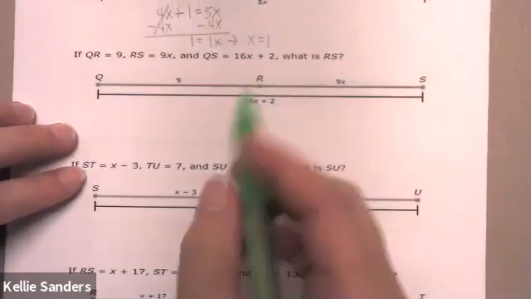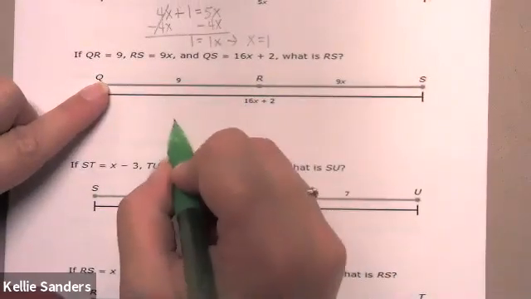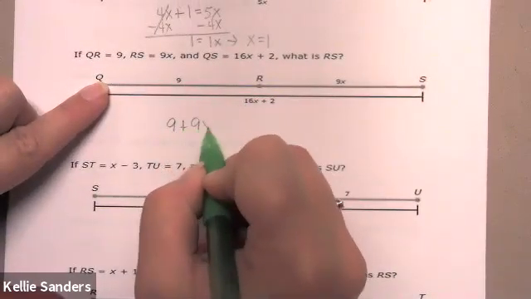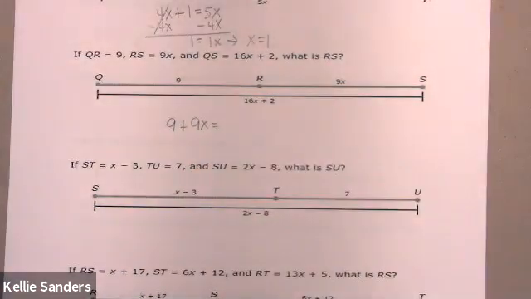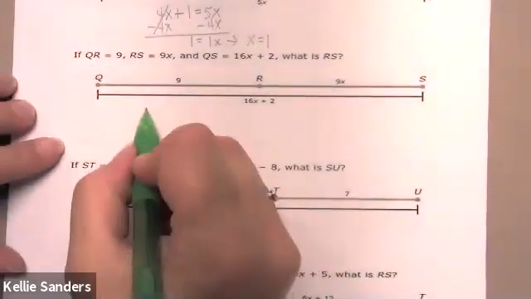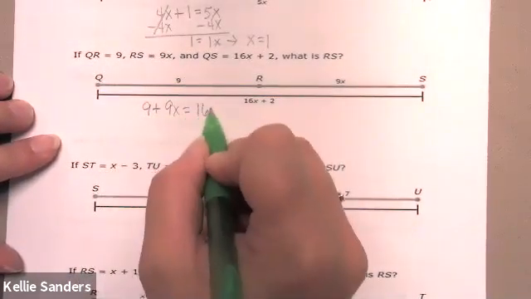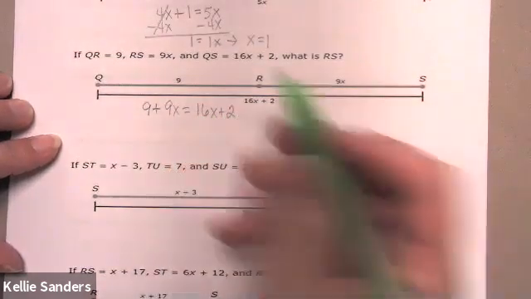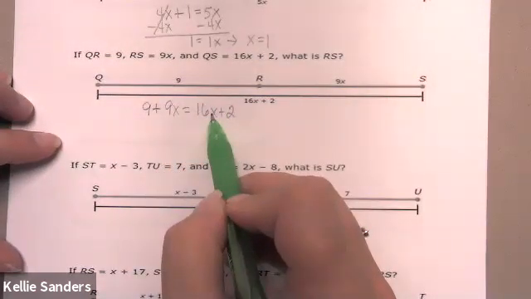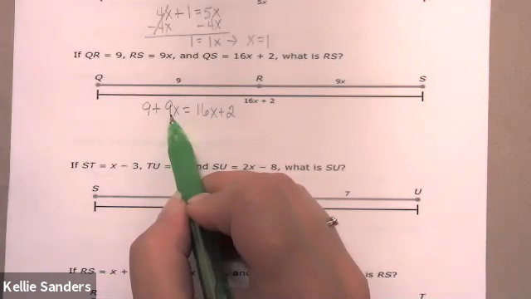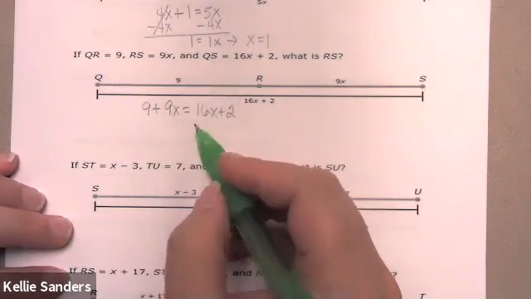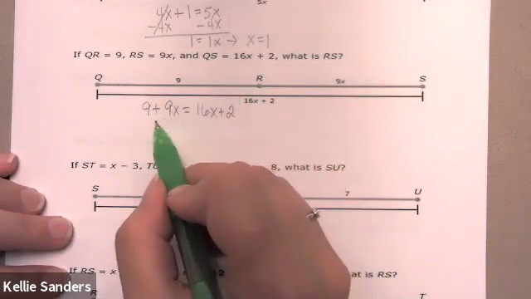All right. 9 plus 9x. I'm going to actually write this a little bit smaller. I can't give myself a lot of room. 9 plus 9x equals 16x plus 2. Since 16x has an x and 9x has an x, I need to move one to the other side. 9x is smaller than 16x. It's always easier with the x's to move the one that is smaller.